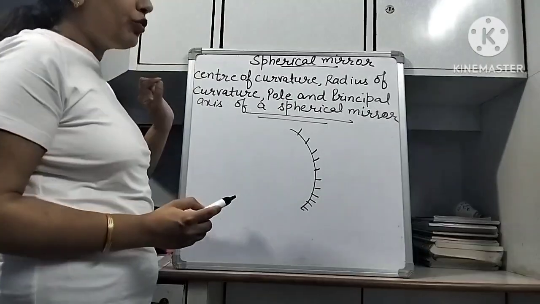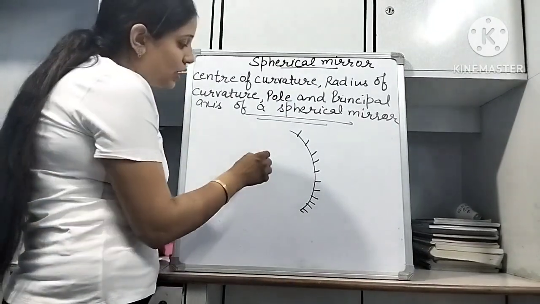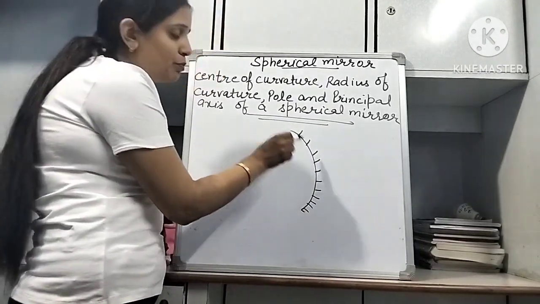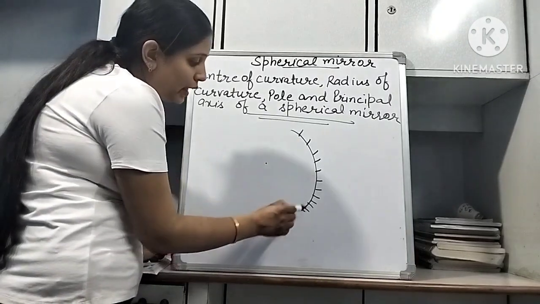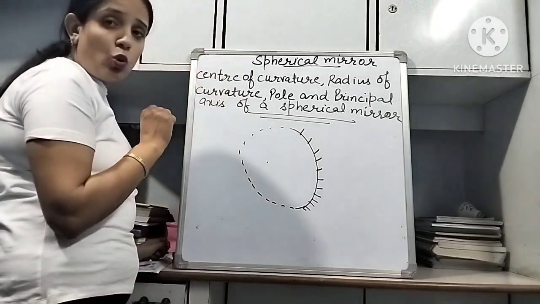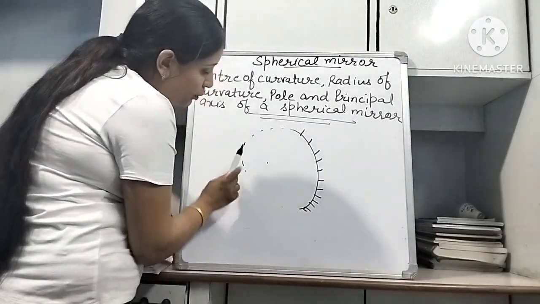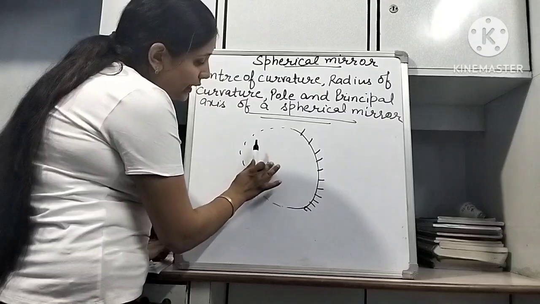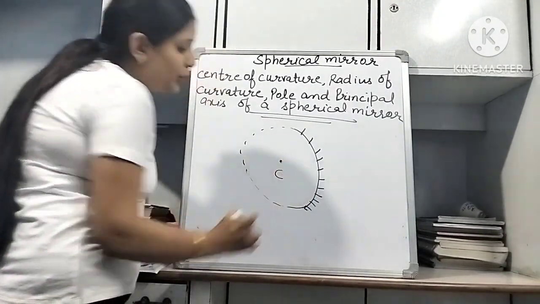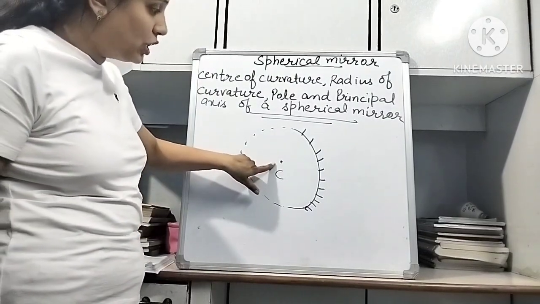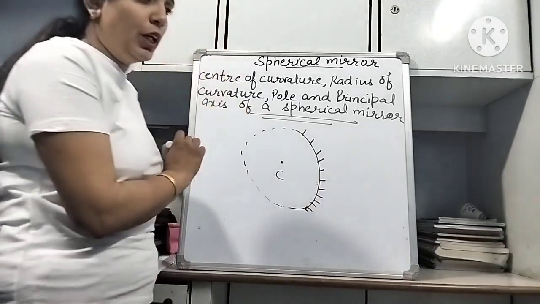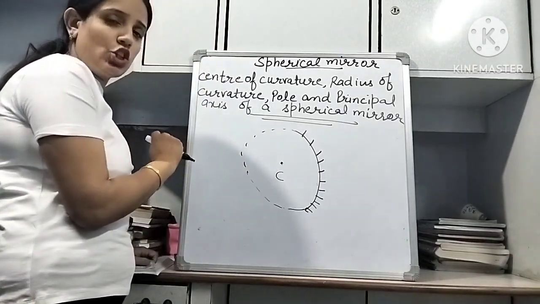So first is the center of curvature. Center of curvature means the center of the sphere from which this spherical mirror is made up of. For example, this concave mirror is made up of this spherical mirror. So the center of this spherical mirror is the center of curvature of this concave mirror. The center of curvature is denoted by the letter C. It is the center of the hollow sphere from which this mirror is made up of. That is known as the center of curvature.